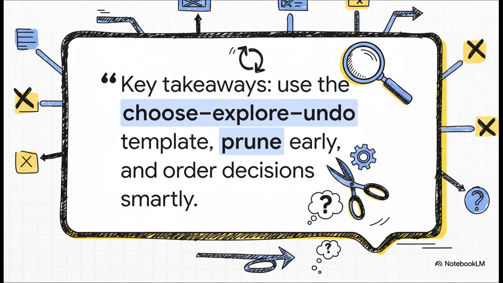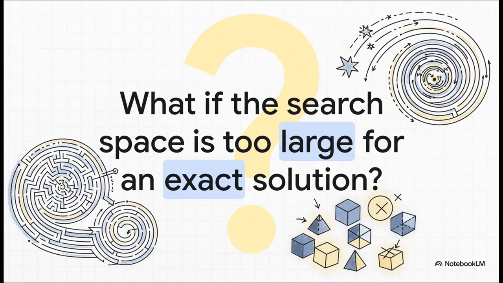So if you walk away with just one thing, let it be this. The real power of backtracking isn't just mindlessly wandering through a maze. It's about applying that simple choose, explore, undo template, being super aggressive about pruning paths you know are wrong, and being clever about the order in which you make your choices. Backtracking is an amazing tool for finding perfect, exact solutions. But it does leave us with a pretty fascinating question. What do you do when the problem is so ridiculously huge that even this smart approach is too slow? Well, that's when you start stepping into the world of approximation algorithms and advanced heuristics. But that is a story for another day.